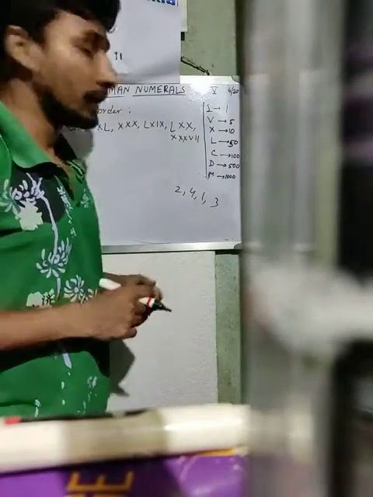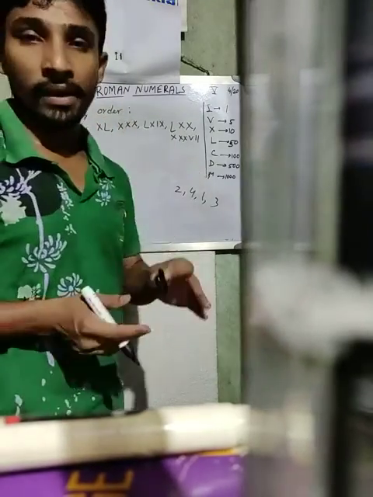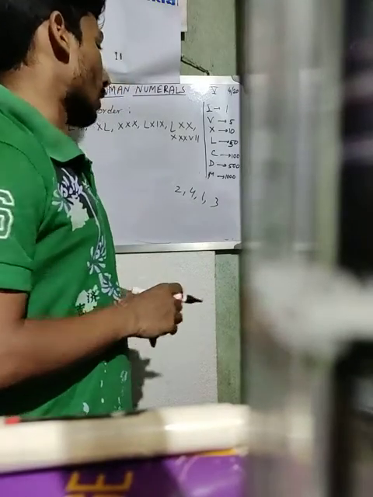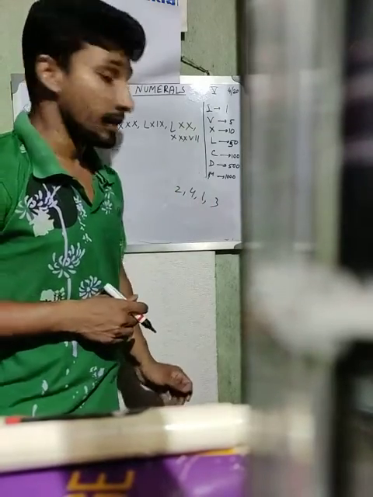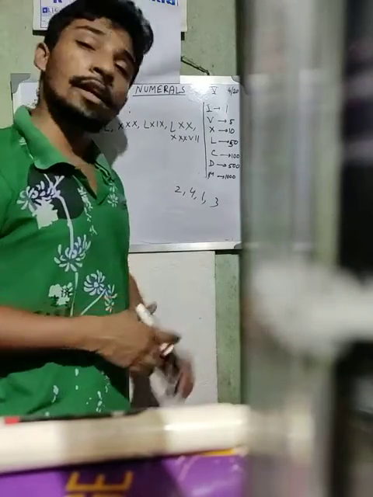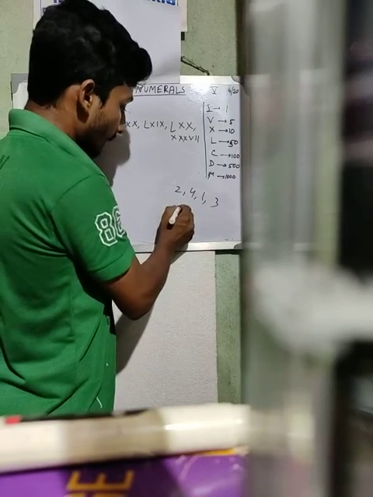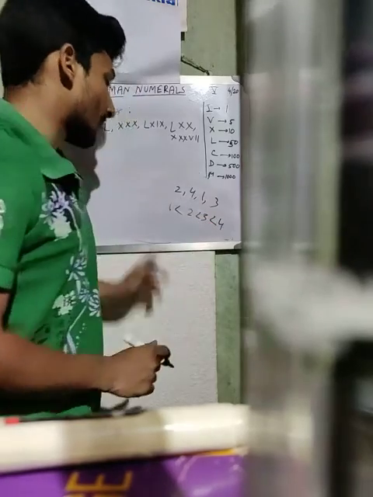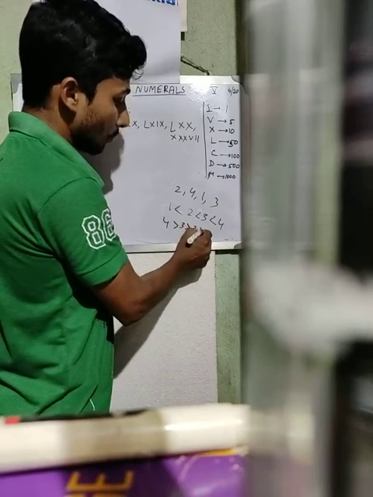Good morning, students. Today I will teach you how to arrange some Roman numerals in ascending order or in descending order. Suppose these numbers are given: 2, 4, 1, 3. Then you can easily arrange them in ascending order or descending order. In ascending order we write 1 less than 2 less than 3 less than 4. This is the ascending order, and for descending order, 4, 3, 2, 1.